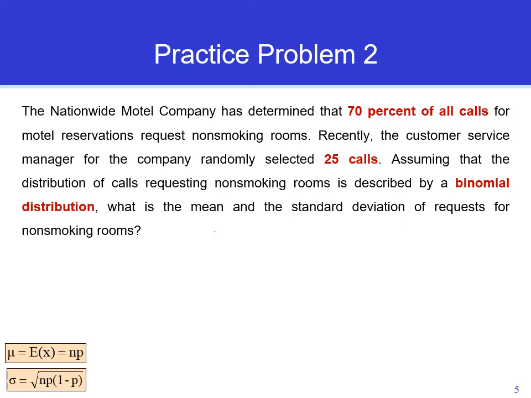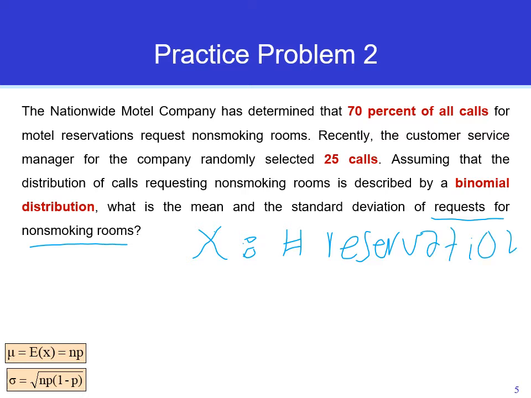So here we need to first define what the random variable X is. X is the number of call requests for non-smoking rooms. So what we are looking for is the expected value of X.